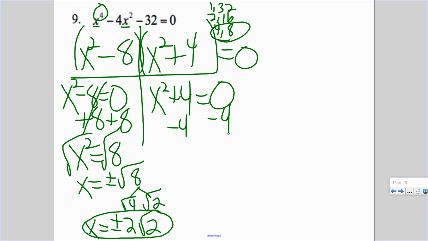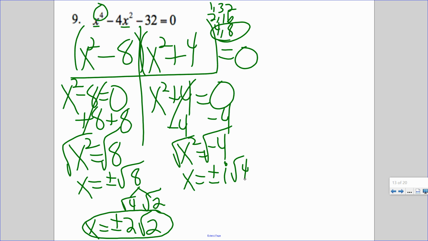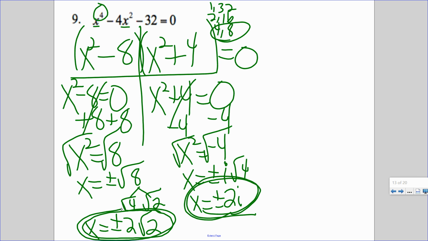For the one on the right, isolate, subtract 4, square root, x equals plus or minus the square root of negative 4. Well, i comes out because of the negative. Radical 4 is 2. So your 4 answers are positive 2i and negative 2i, and positive 2 rad 2 and negative 2 rad 2.